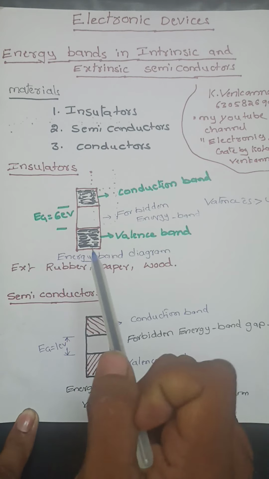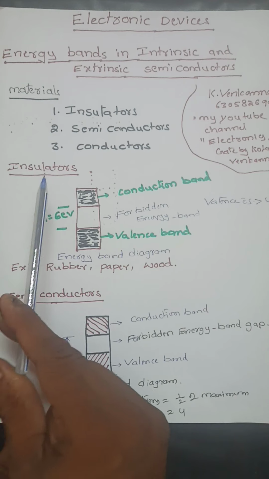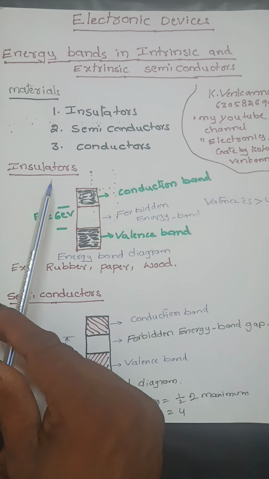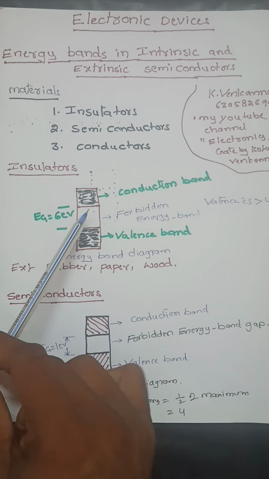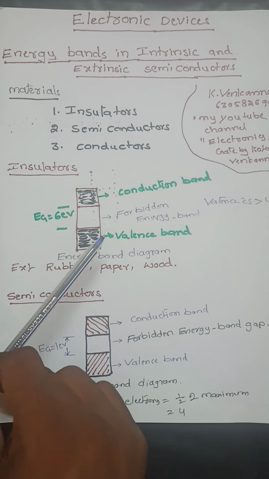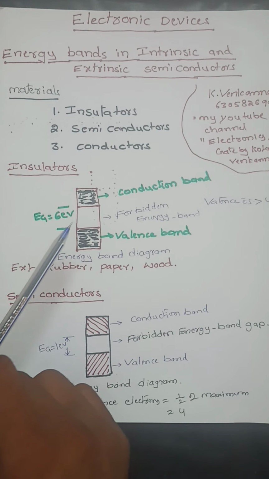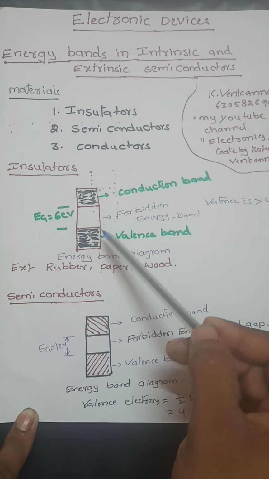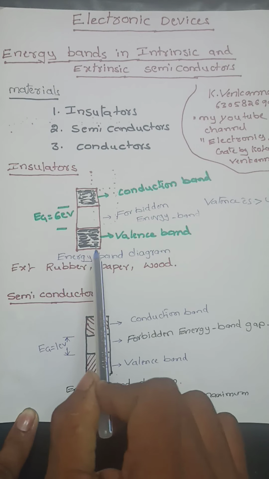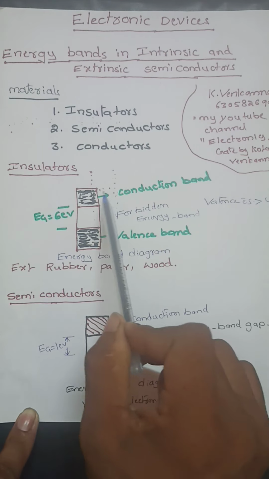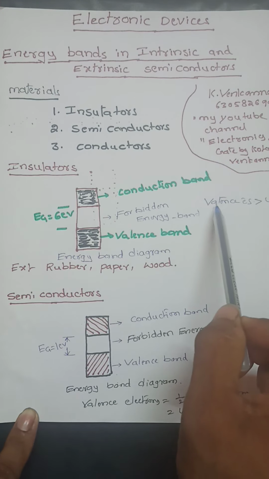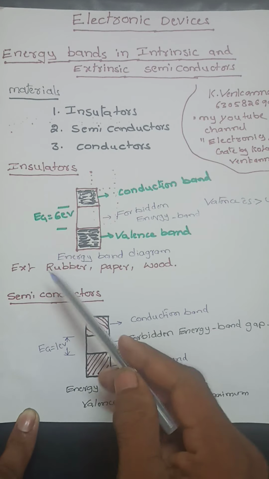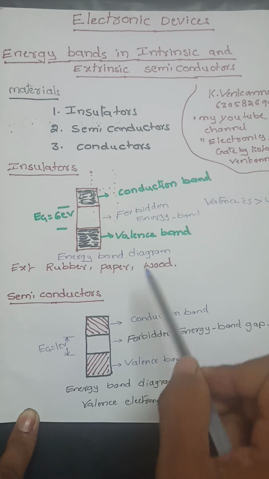So the main points covered here: an insulator does not allow free flow of electrons, and the outermost valence electrons of insulators are greater than 4. The energy band diagram consists of three regions: the valence band, the conduction band, and in between these two the forbidden energy band gap. Examples of insulators: rubber, paper, wood.